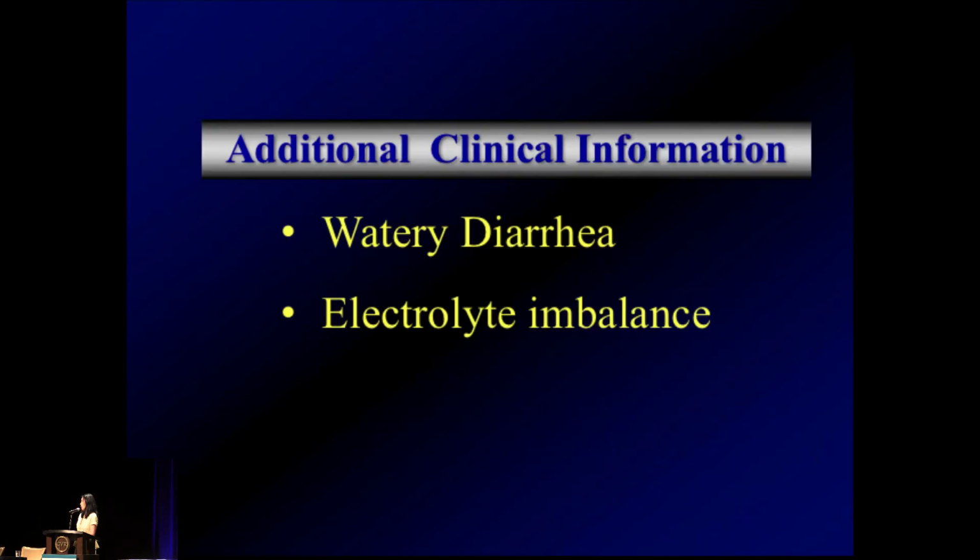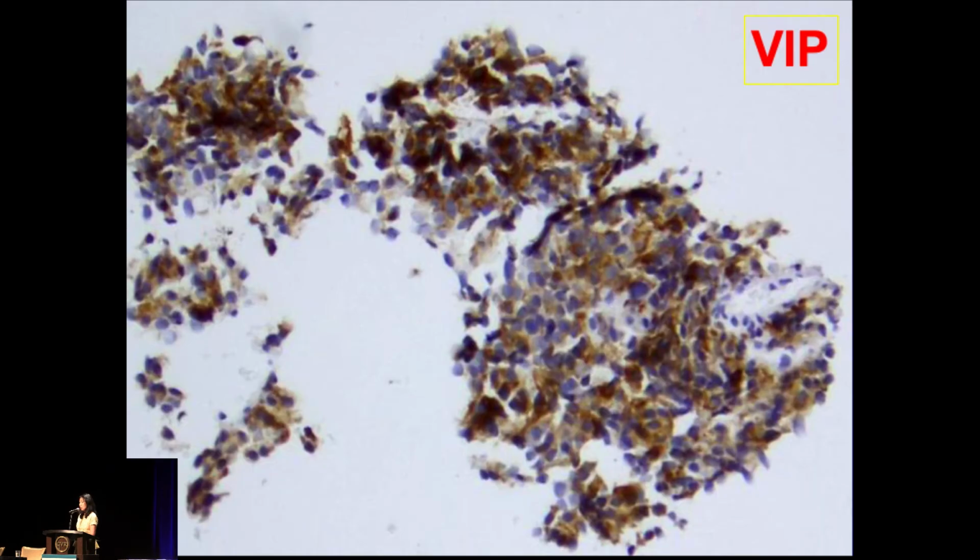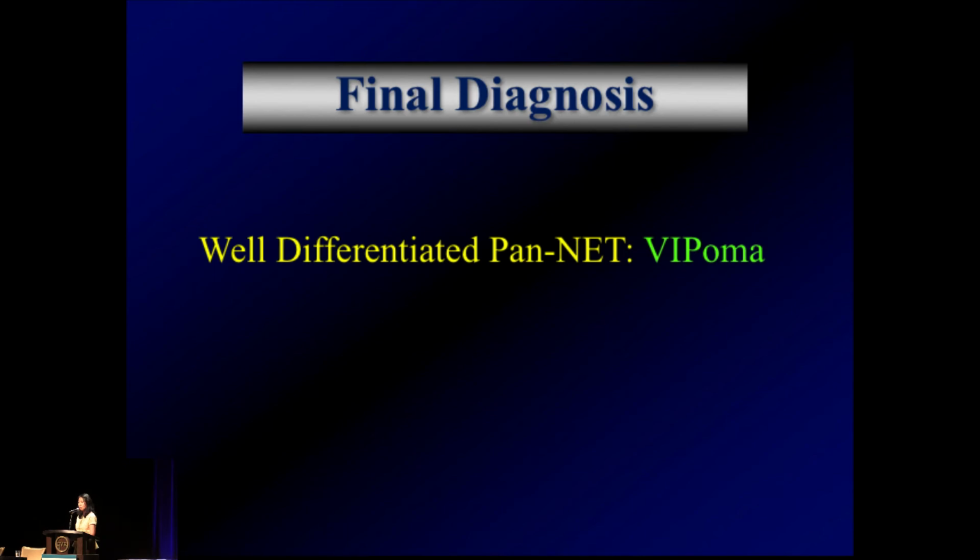So at this time, we got additional information. The patient is not doing well. The patient has diarrhea, watery diarrhea, and electrolyte imbalance. So this tells me this could be a very specific subtype of pancreatic neuroendocrine tumor. So I did a VIP immunostain. And it turns out this patient has a VIPoma, which typically causes watery diarrhea.